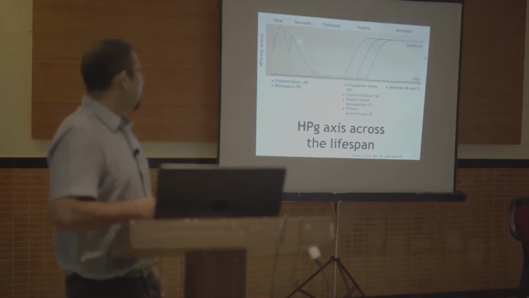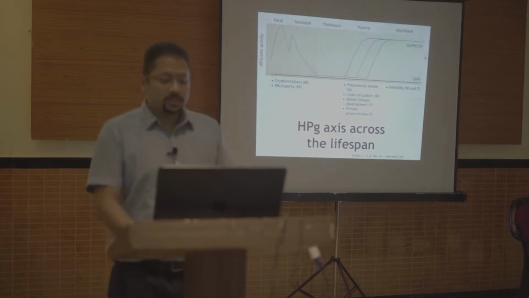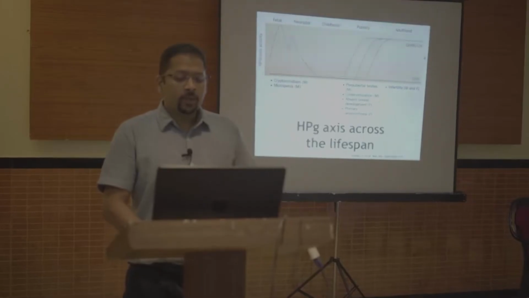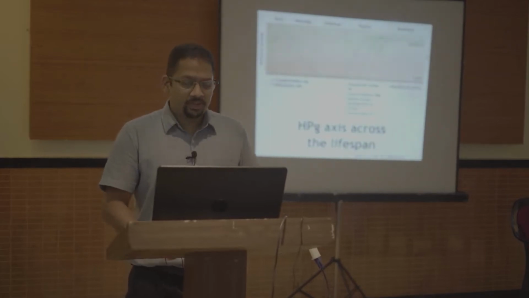This is called mini puberty. The role of mini puberty is to make germ cells proliferate and mature, so that it can help in future fertility. Later on, at 8 to 9 years, depending upon the male and female child, they develop activation of the HPG axis.